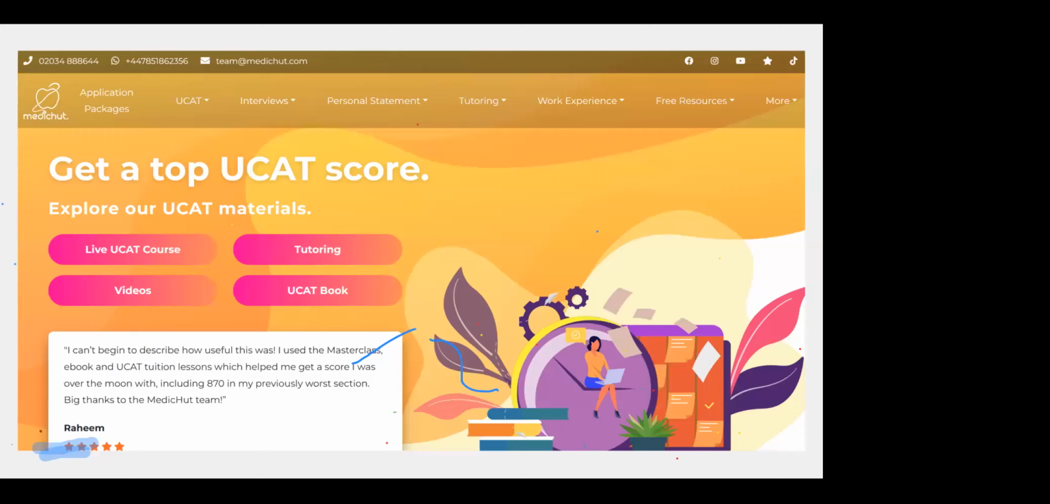How should I start my UCAT revision? Like, what should I start with? I think the UCAT ebook is great. It talks you through each of the sections in detail. It's hundreds of pages long. It talks you about the various different strategies.